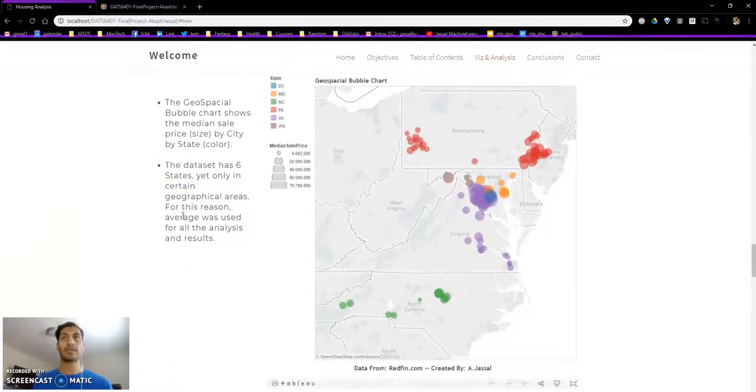Moving forward, this is a geospatial bubble chart that shows the median sale price, which is sized by city, by state. State is color. You can tell that there are sparse cities within each state, and for this reason, average was used in all the analysis so that we can compare states apples to apples.